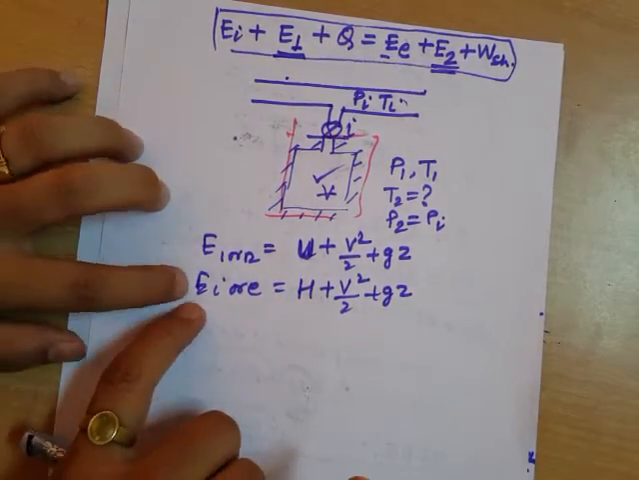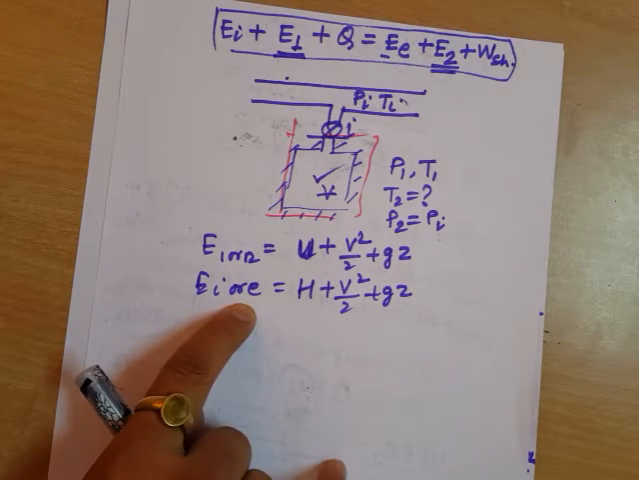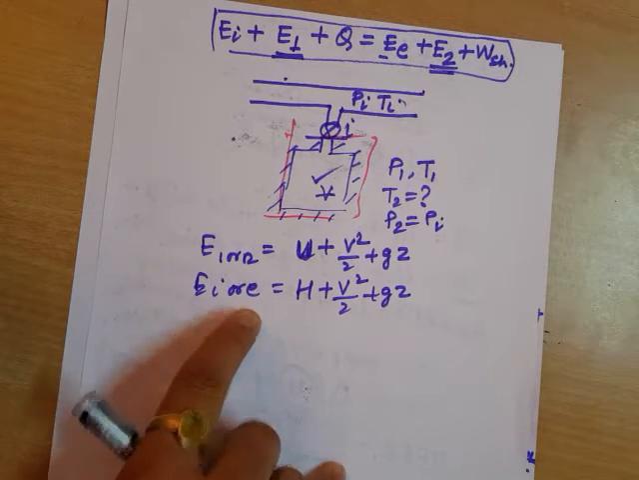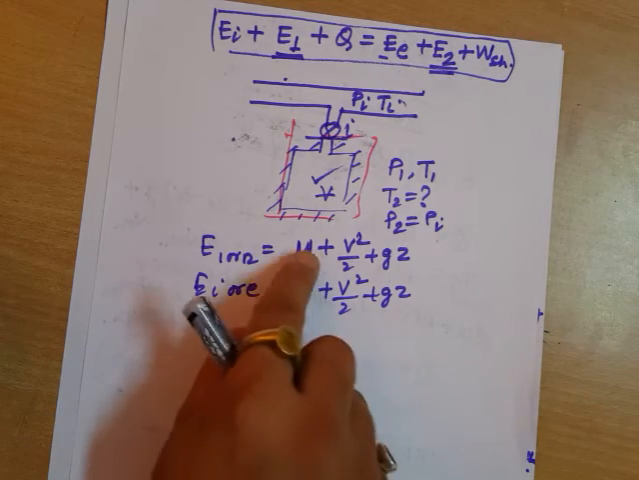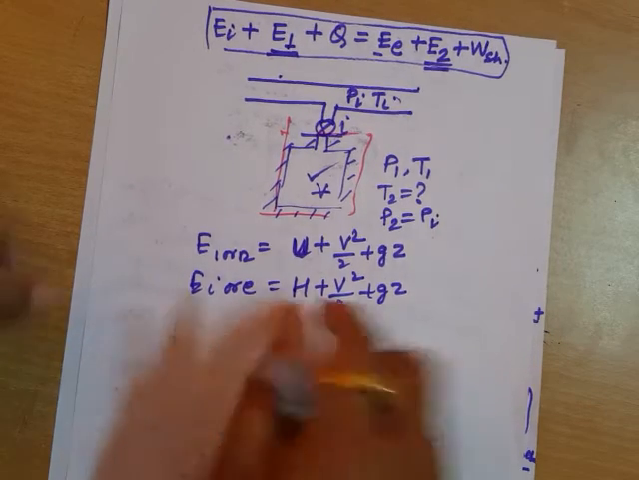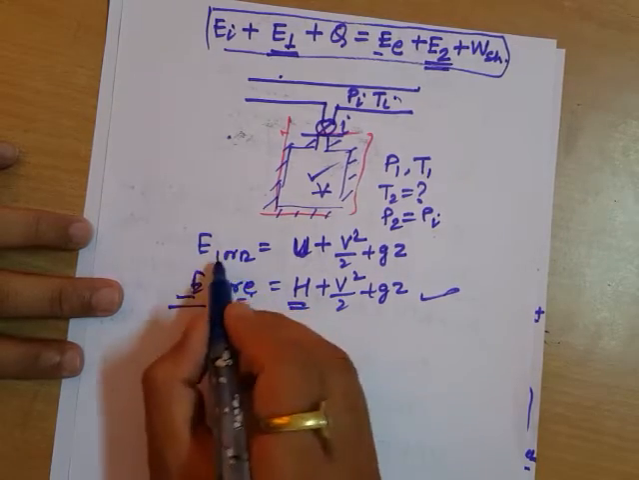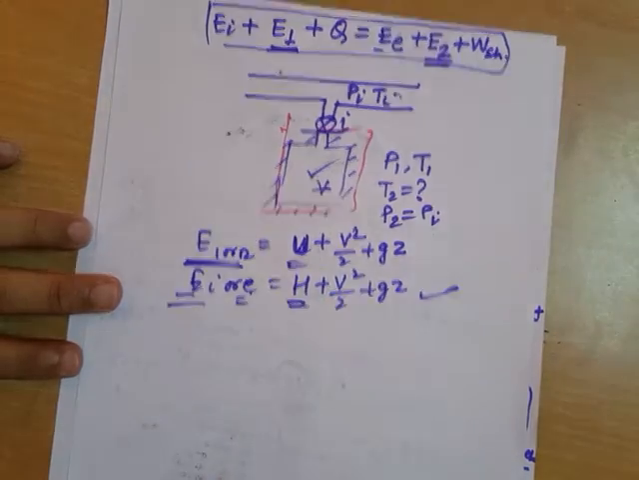Because when the fluid is entering or leaving, it has to push its next layer to move in or to move out. That means it has to do the flow work, and that flow work when considered with this internal energy gives you this enthalpy. So that's why when fluid stream is entering or leaving, H comes. When we talk of control volume, so this is the energy.